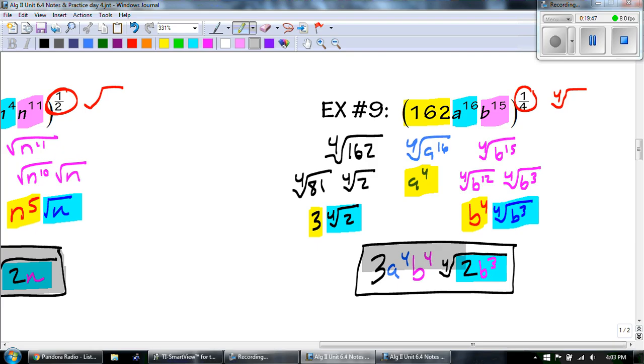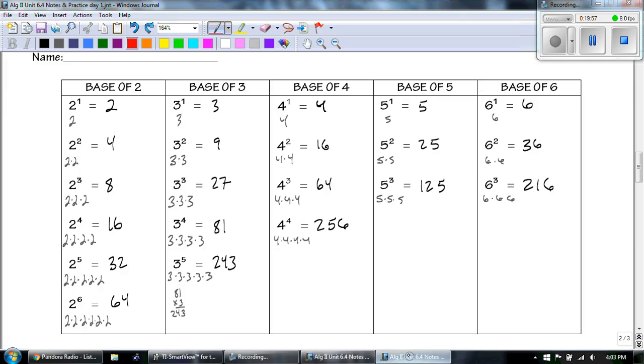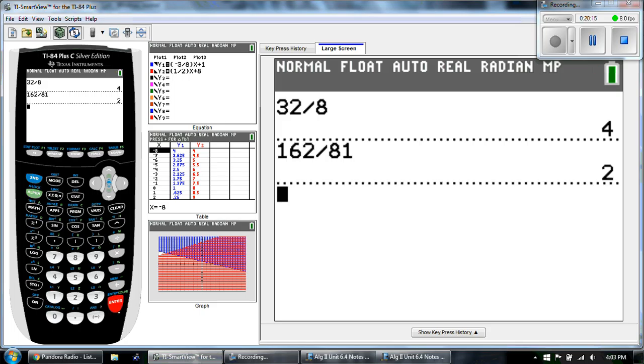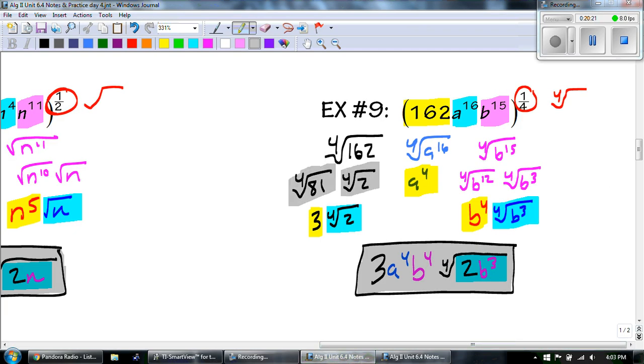Okay, so we get 3a to the 4th, b to the 4th, and then all to the 4th root of 2b cubed. All right, so I know breaking down that 162 might have been difficult to you. When I'm looking at 162 to the fourth, these are my two big numbers. And so it can't be 256. So I do 162 divided by 81. And then that's how I got 81 and 2 for this part right here. Okay?